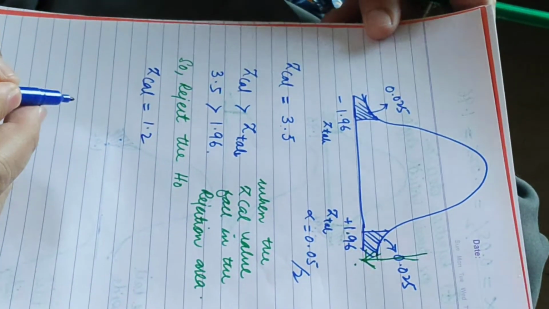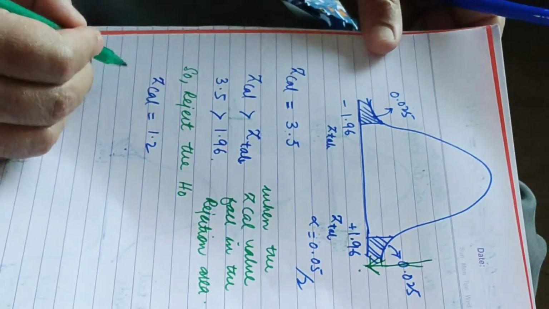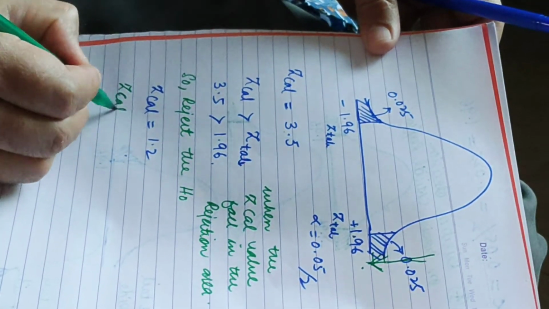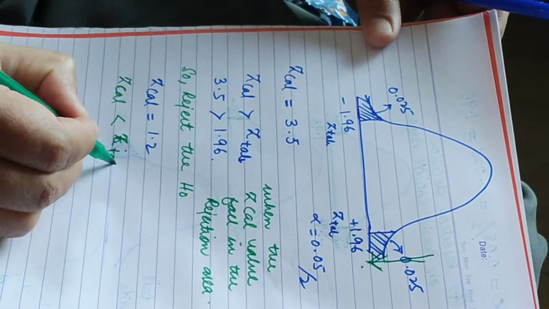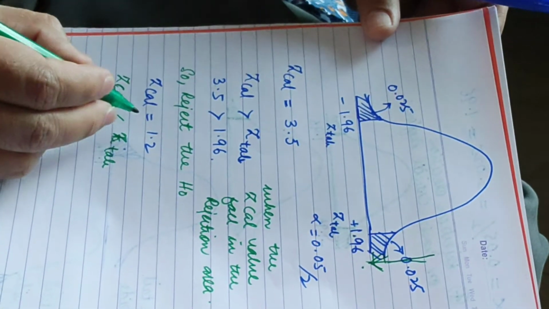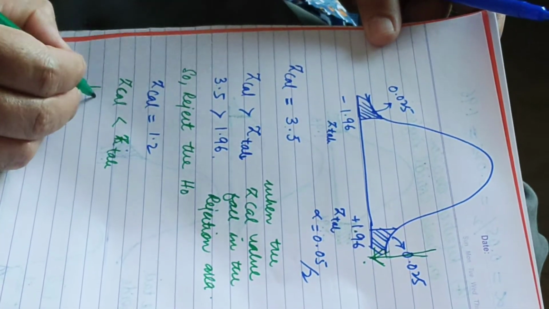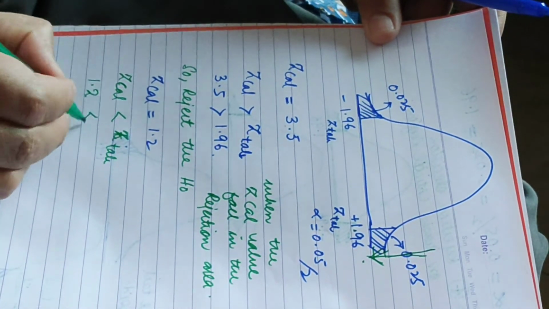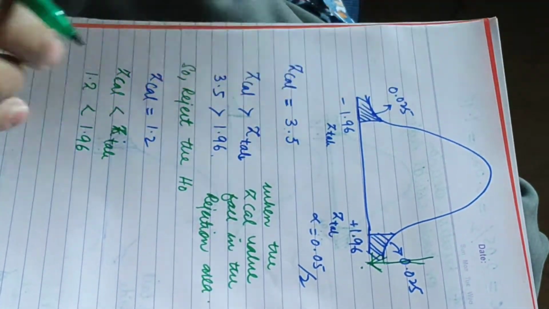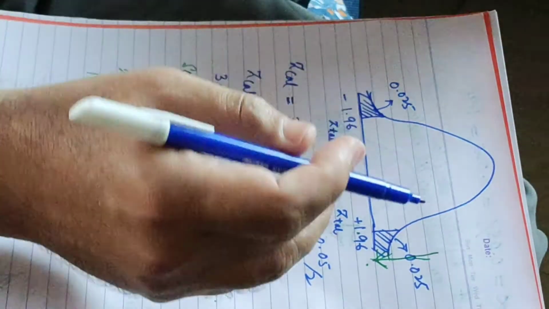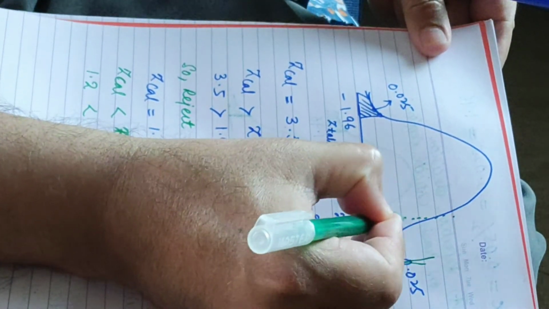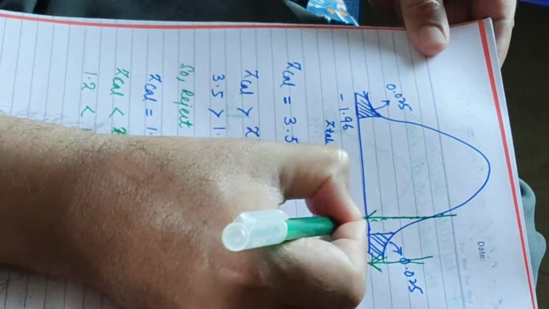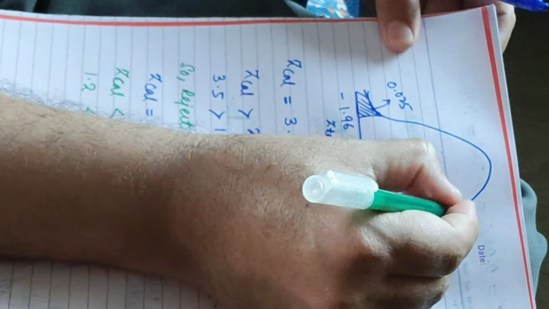If the z calculated value comes up as, suppose, 1.2, then 1.2 is lesser than the z tabulated value. So 1.2 is less than 1.96. Where will it fall? Definitely it will fall over here, 1.2.